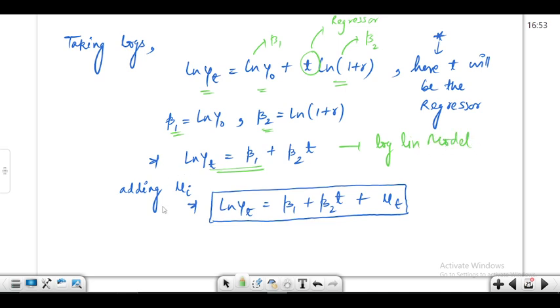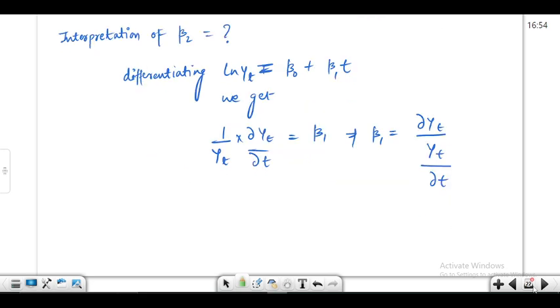And if I add the error term here, this is my regression equation that I'm accustomed to seeing. Okay, so this is the equation. So if it follows the assumptions of CLRM, I can estimate the parameters using the OLS method. Okay, right.